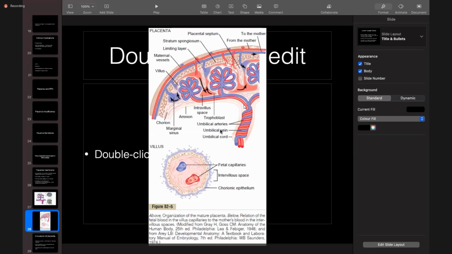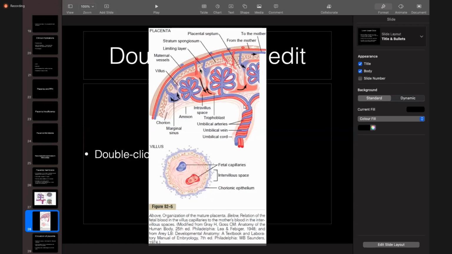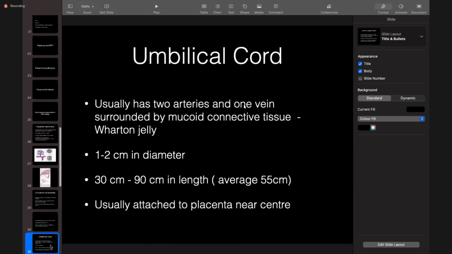The placental membrane basically separates maternal and fetal blood. So the end of this is the placental structure. This part is called placental membrane. So it has chorion, it has amnion and blood vessels. When you take a placental structure, you will see that at the end of that placenta, there are the membranes.